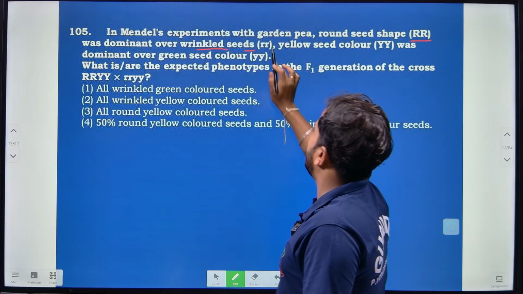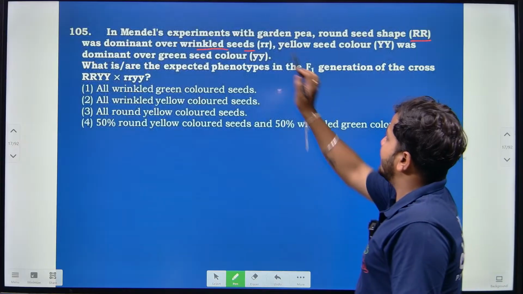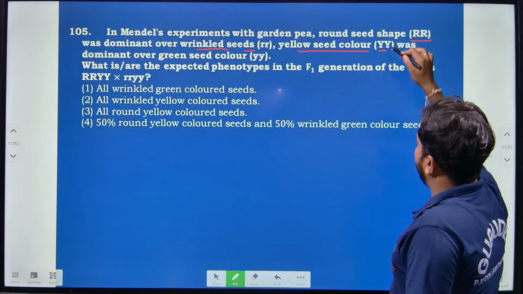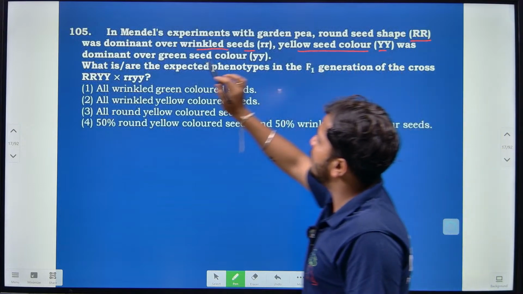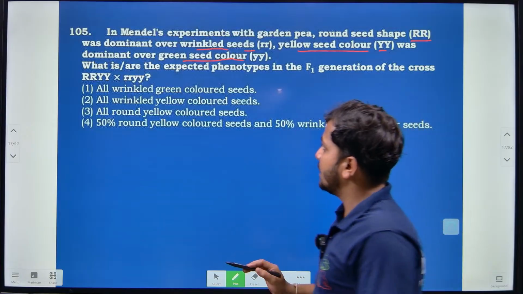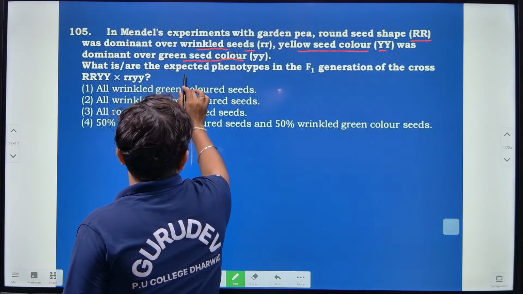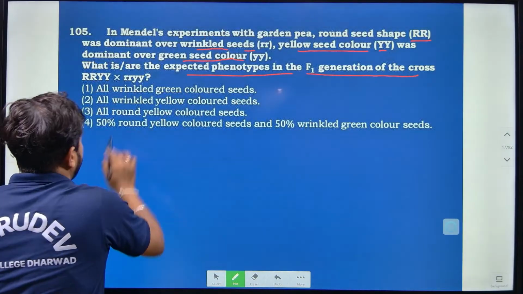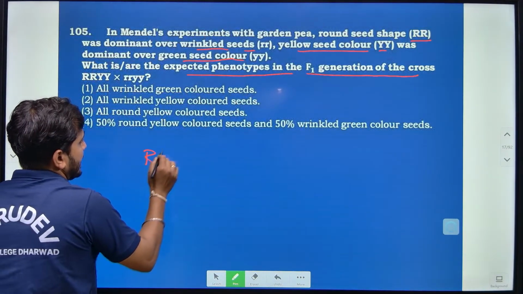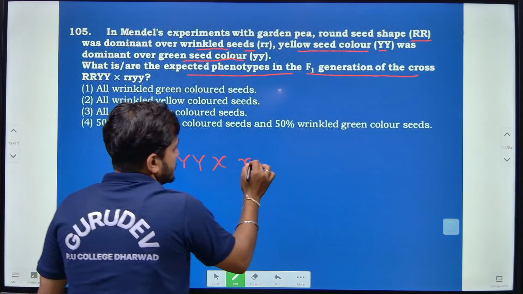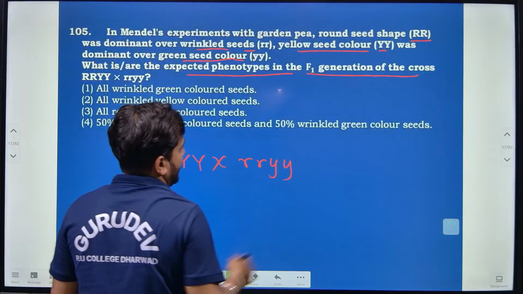Then in Mendel's experiment, garden pea, round seed shape, RR, homozygous condition, was dominant over wrinkled seed, small r, which is recessive. Yellow seed color, YY, capital Y, was dominant over green seed color, small y. Then what are the expected phenotypes in the F1 generation of the cross, where capital R capital Y is crossed with small r small y?